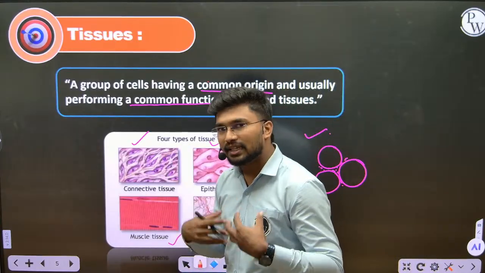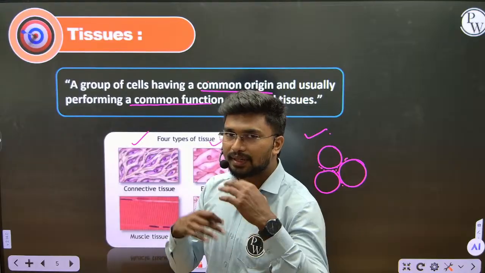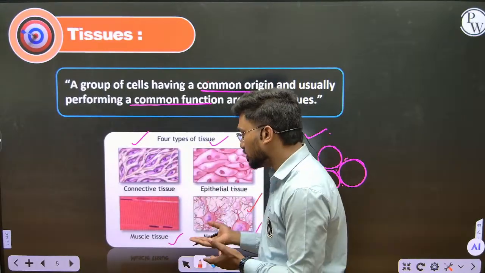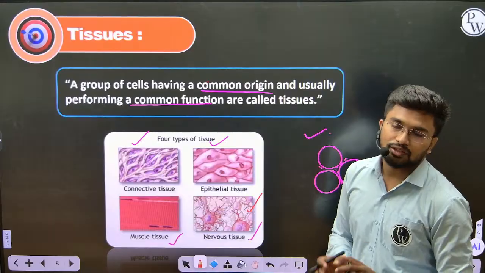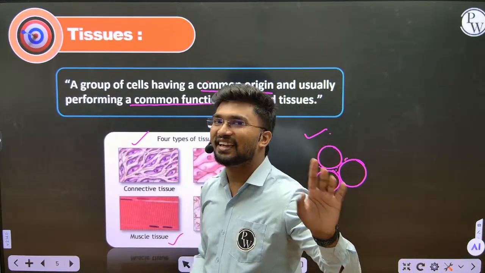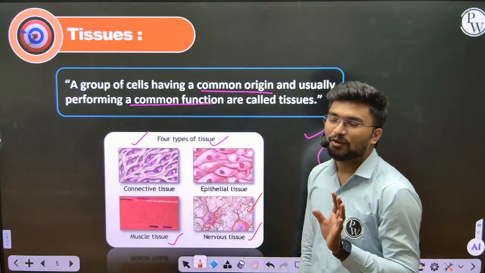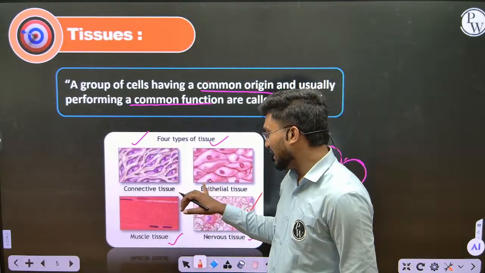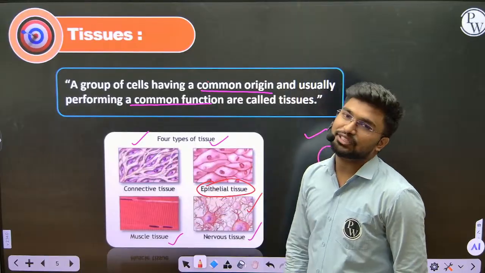Clear? When we are sleeping, even though we are sleeping, respiration is taking place. That is also possible with the help of the nervous system. So that is the function of different types of tissues. I hope you are clear with these types of tissue. Now we are moving forward. We are studying in detail about epithelial tissue. Clear?